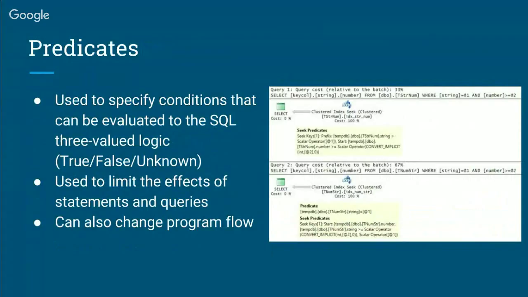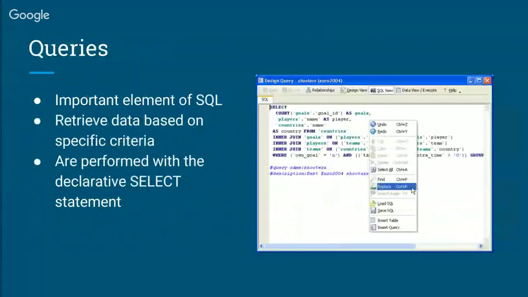Queries. Queries are an important element of SQL. They retrieve data based on specific criteria and are performed with a declarative select statement. This is an example of a query.